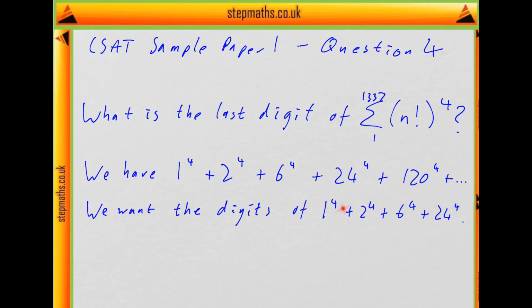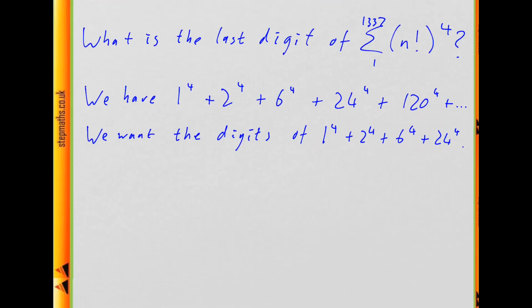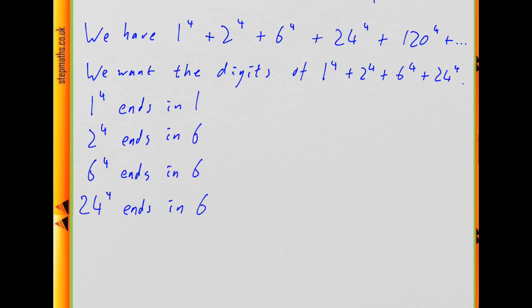So you could actually calculate this, but it would take a bit of time, especially to calculate this. So we'll try and find a slightly quicker way of doing it. How are we going to do that? Well, let's just think about what the last digit of each of these has to be, because we only care about last digits. So 1 to the 4 is obviously just 1, so it ends in 1. 2 to the 4 is 16, ends in 6.